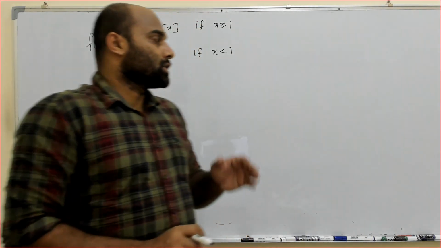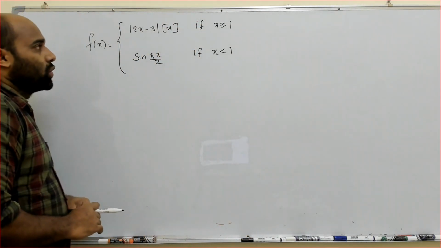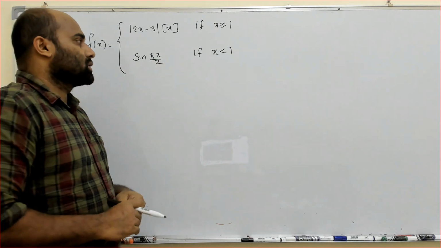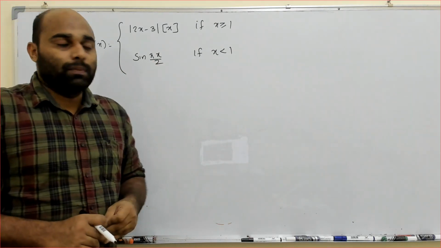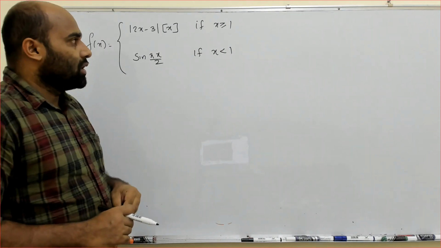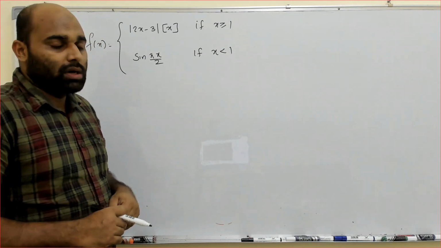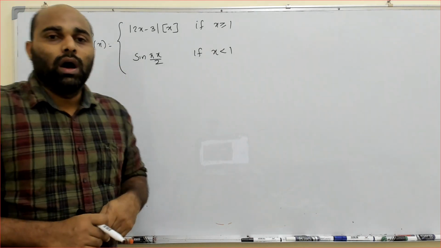See, here the next question. f of x equal to modulus of 2x minus 3 into box x if x is greater than or equal to 1, sin pi x by 2 if x is less than 1, is continuous at x equal to 1 but not derivable at x equal to 1.